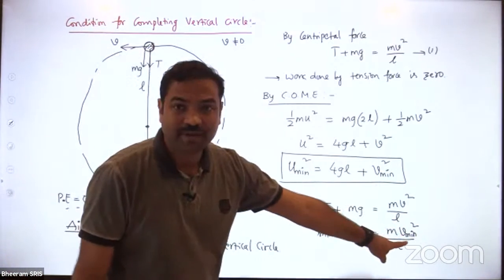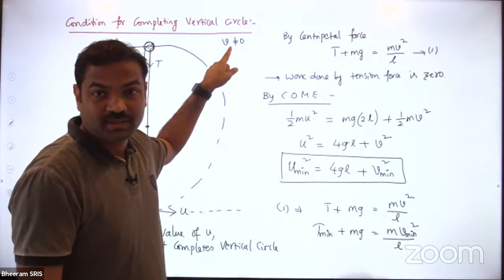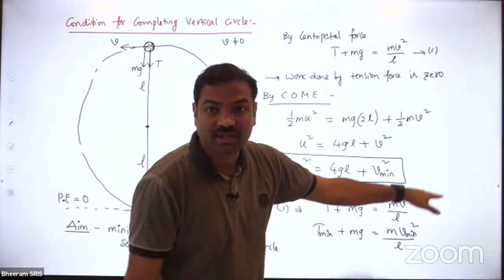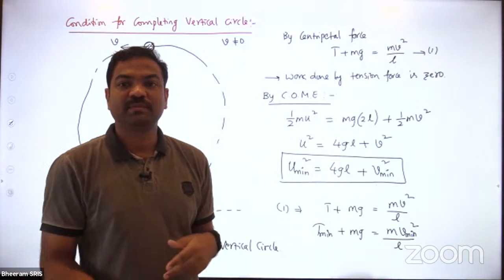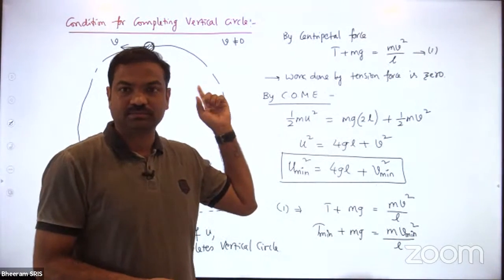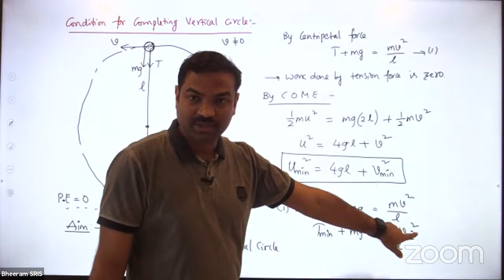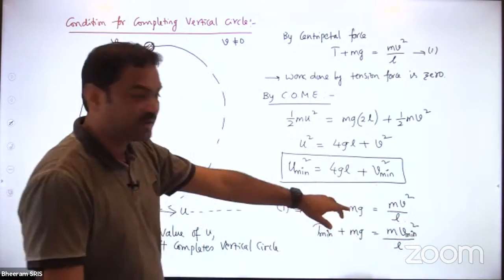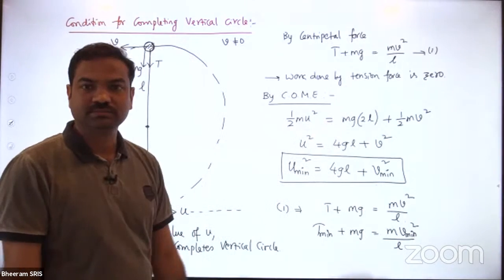So we cannot keep v minimum as 0. V should not be 0. V appears in square terms, so speed cannot be negative. What is the minimum value of speed? 0 only. Speed is a number; minus will tell you direction. So v minimum cannot be 0. Why? Because if v minimum is 0, then definitely there is no circular motion, it will fall down.